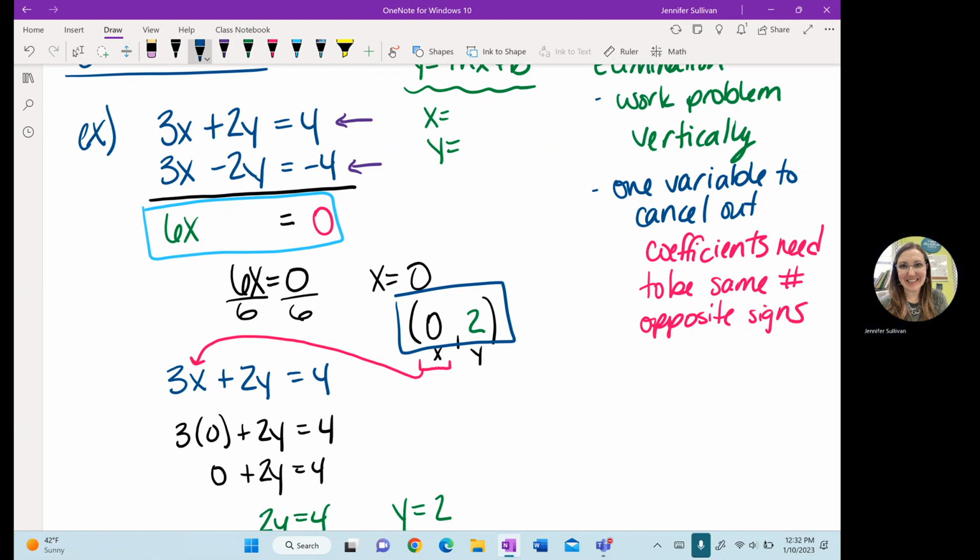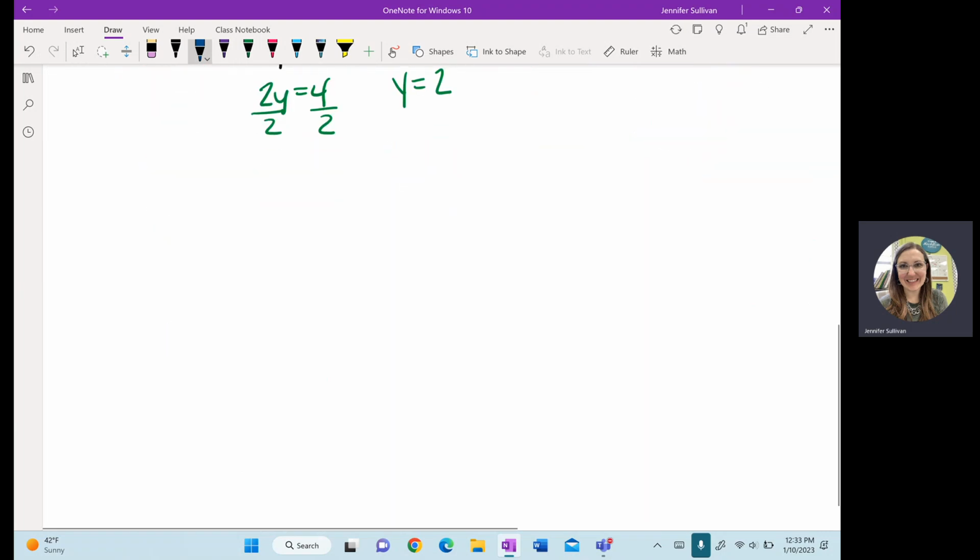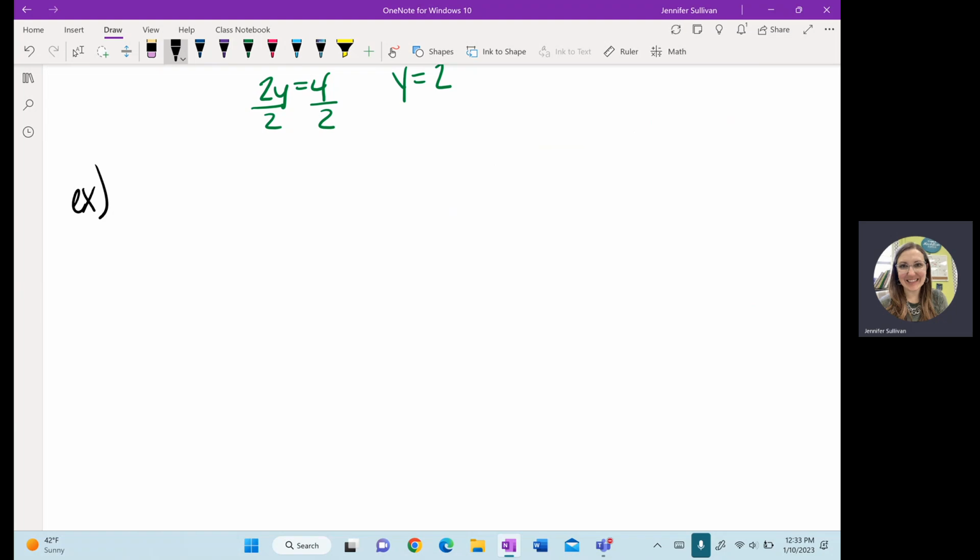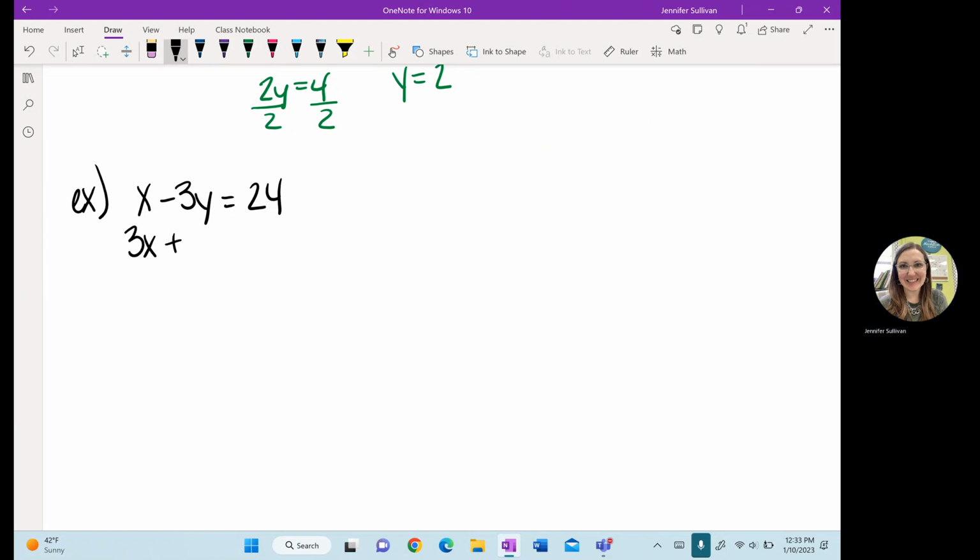That's what's happening. But see, this is all nice and well and good because my y's were already set up to cancel. They already had the same coefficient with the opposite sign. But what happens if I have a problem that's not set up like that? What if I give you x minus 3y equals 24, and I am also giving you for my other equation 3x plus y equals 12.